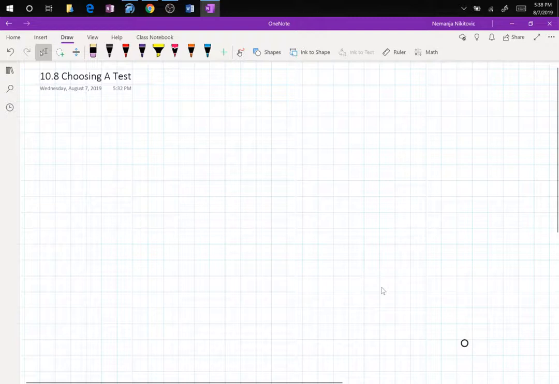Hello and welcome back to Calculus 2. This is the last section in chapter 10. We are talking about ways to check for convergence, divergence. We know there are 10 tests. The burning question is, which one do I use when I see a series?